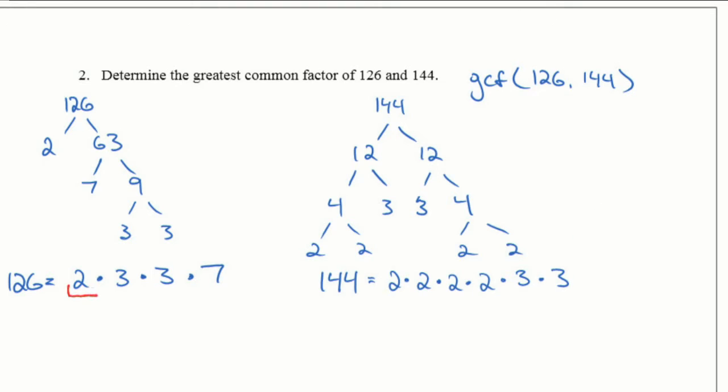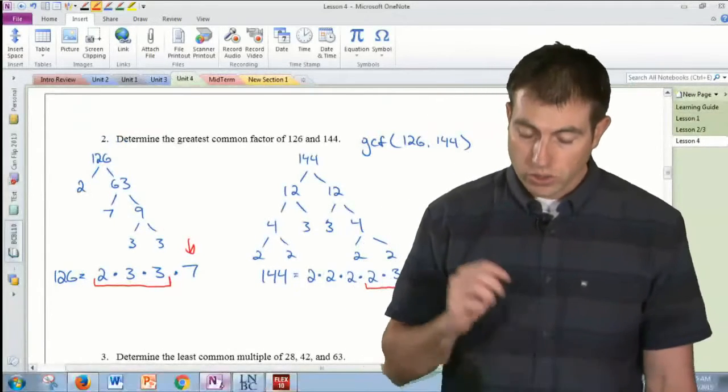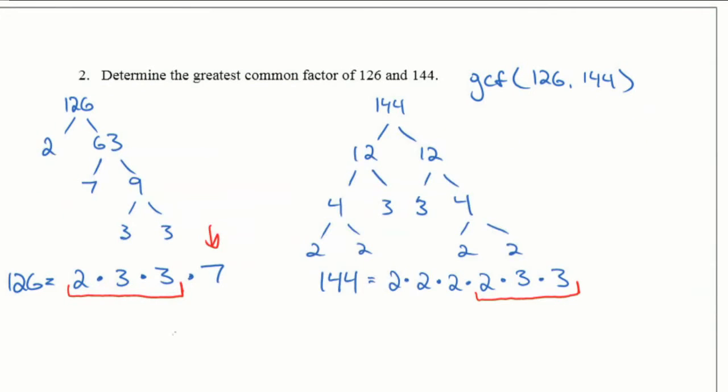Well, this one has a 2 times a 3 and a 3. This one also has a 2 times a 3 times a 3. That's common. They both share that. So if they had something like a 7, and there's a 7 over here, I'd include the 7. But because it doesn't have a 7, I'm not interested in it. So the greatest common factor of these things is going to be 2 times 3 times 3, which is going to be 18.